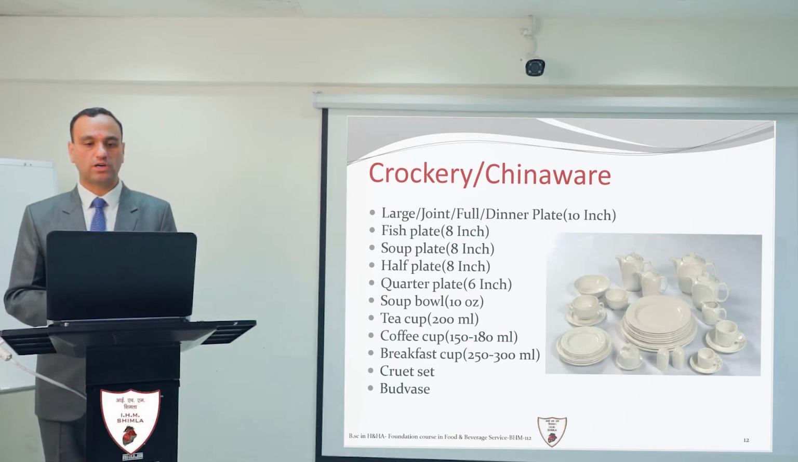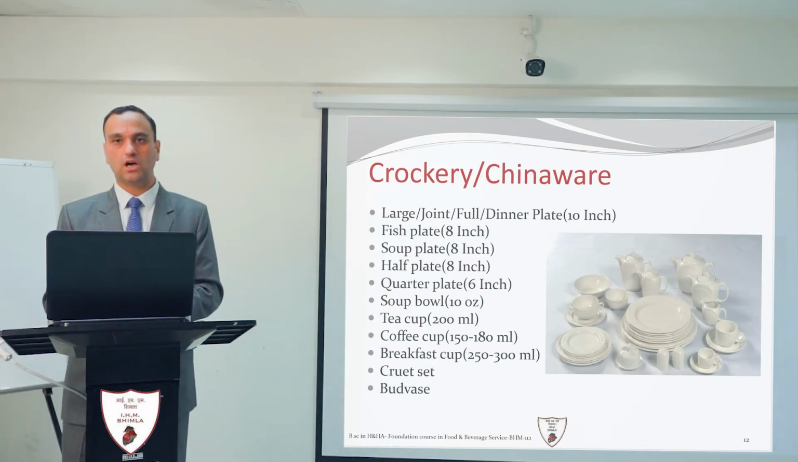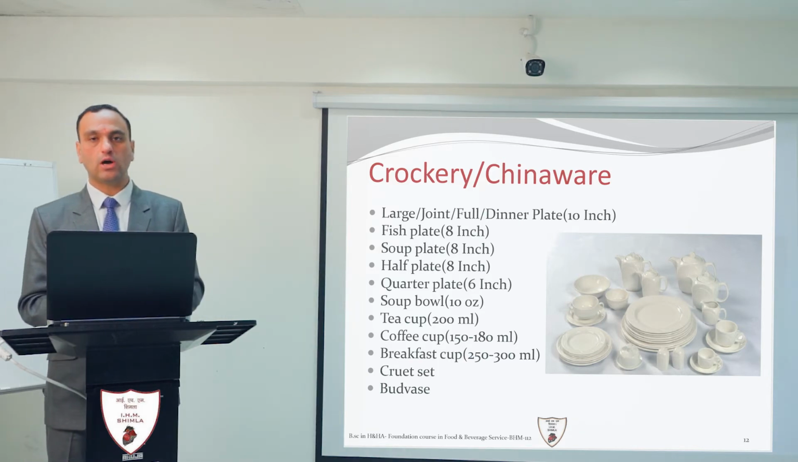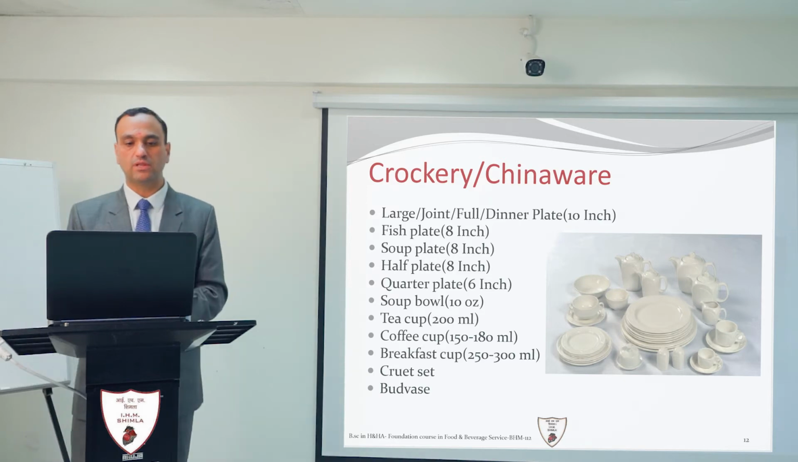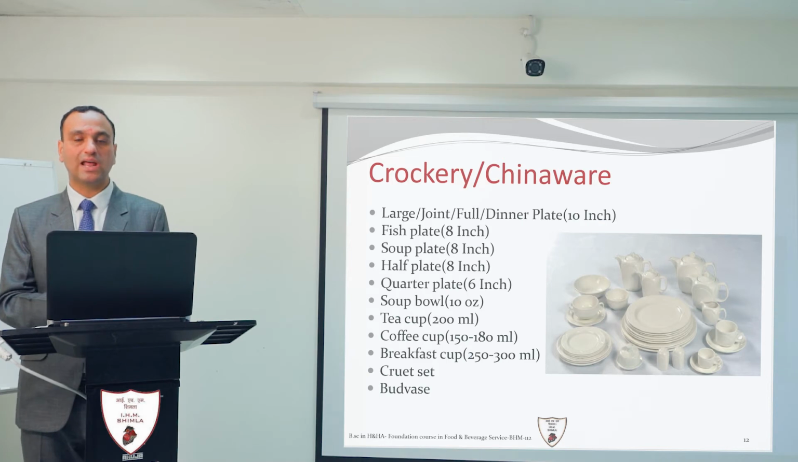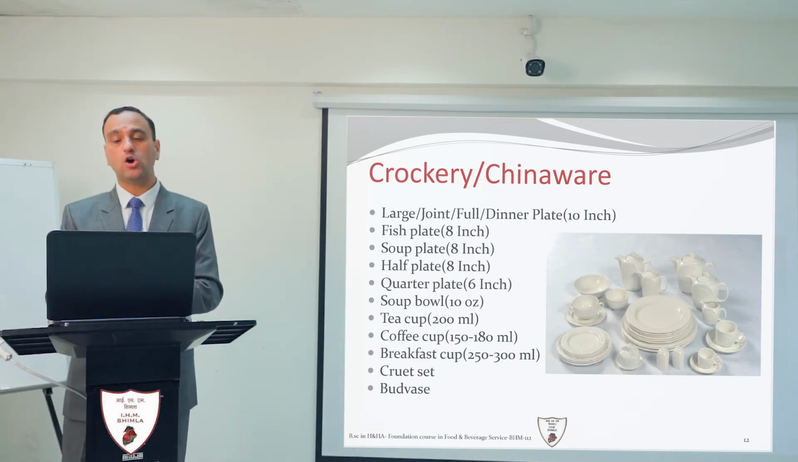Next is our crockery. Crockery is also known as chinaware. If we talk about the types of crockery used in the hotel industry or in a restaurant, we'll start with the first one, which is the large plate, also known as a joint plate, full plate, or dinner plate.